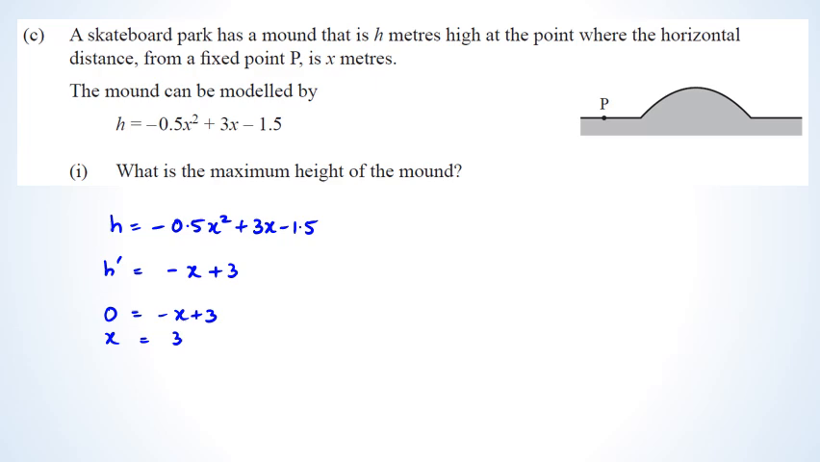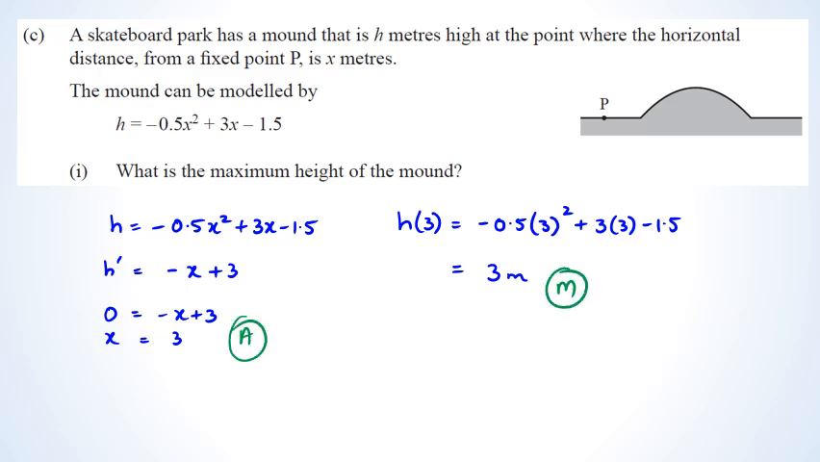So I go back to my original function of h, and I'm going to put in h of 3, which means I've got negative 0.5 multiplied by 3 squared plus 3 times 3 minus 1.5, which should give me an answer of 3 meters. So grades wise, merit achieved. And now we go to part 2 of this question.